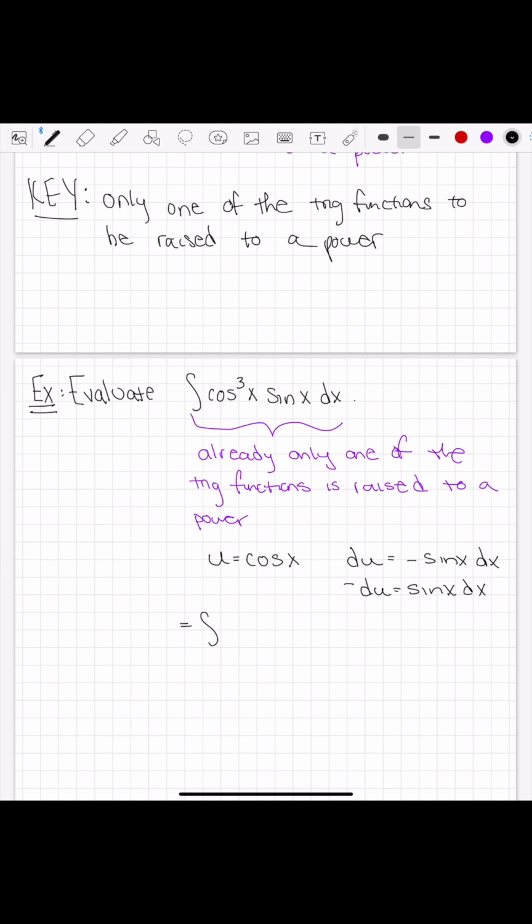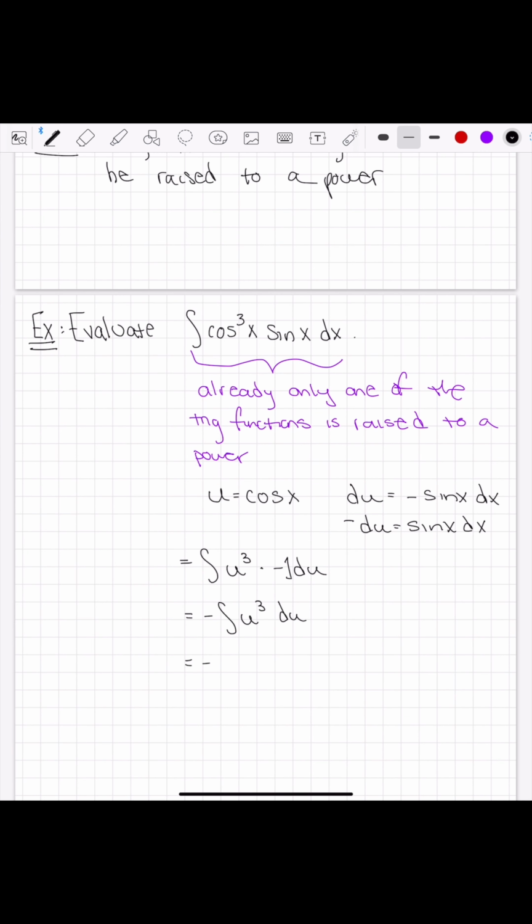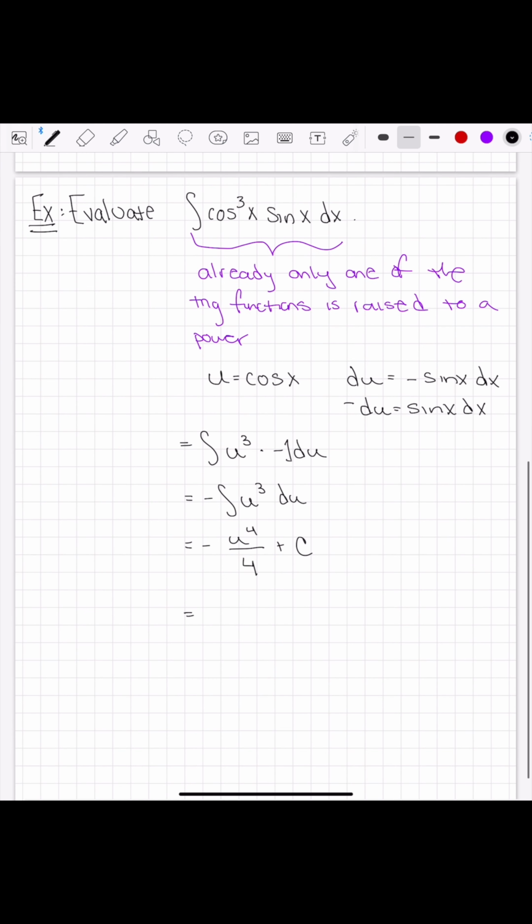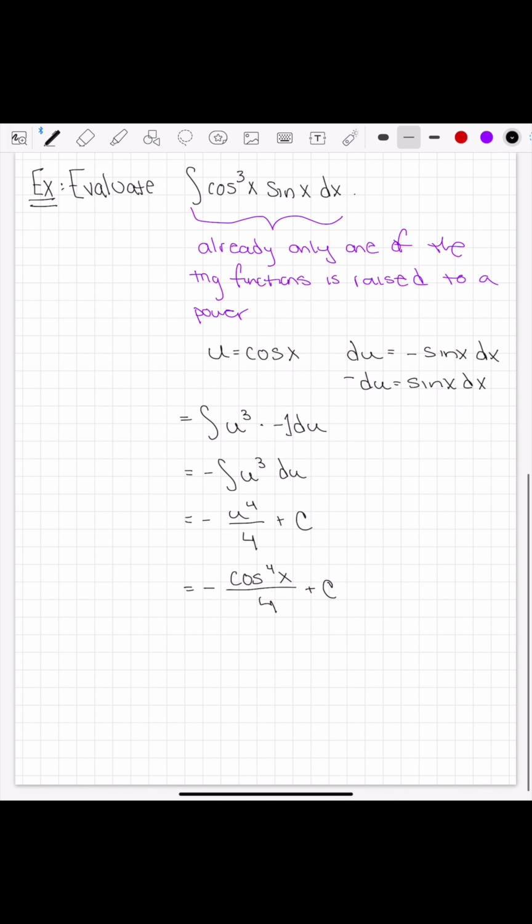We plug that all in, and this becomes u to the third power times negative du. You can pull out the negative one that's being multiplied there, and that's just negative u cubed du. Then remember, for the powers, we add 1 and divide by the new exponent, and we need a plus c here because we don't have bounds. So this becomes negative, and u was cosine x, so negative cosine to the 4th of x over 4 plus c. And that's our answer.